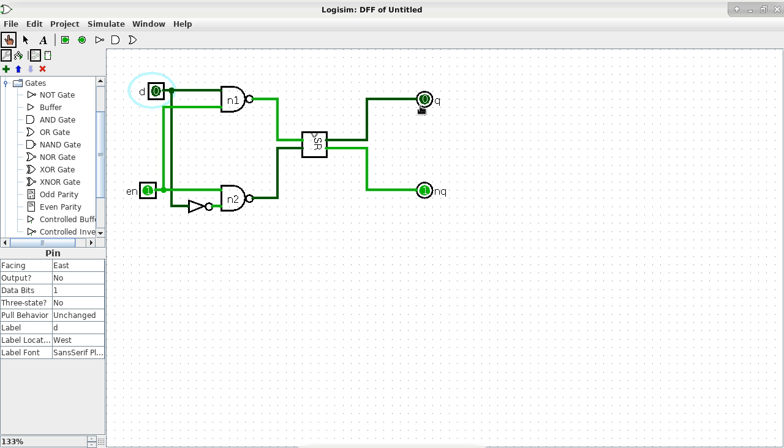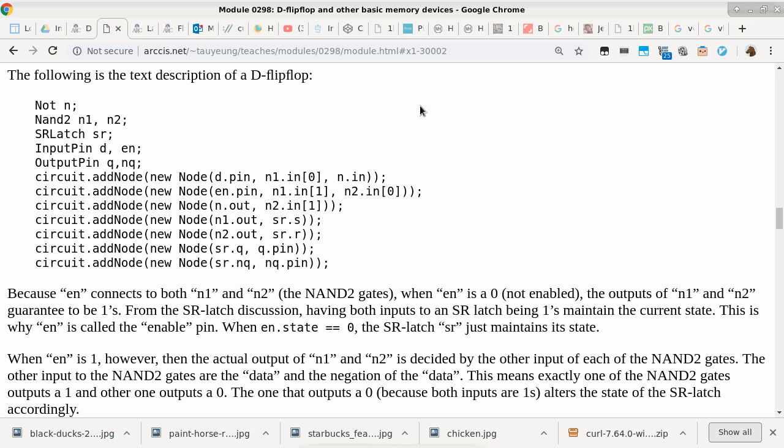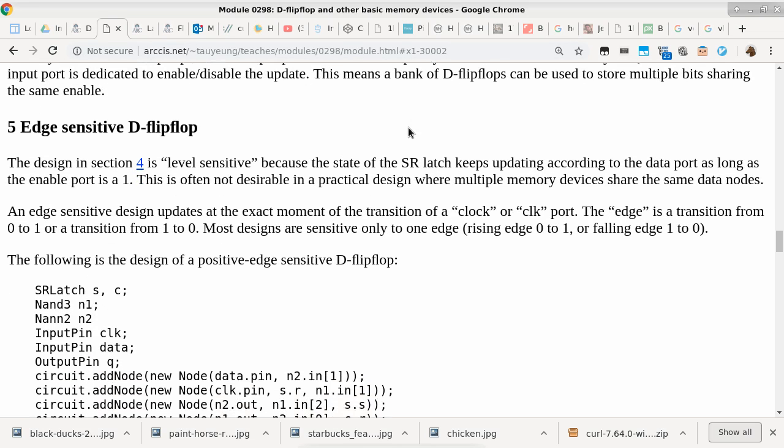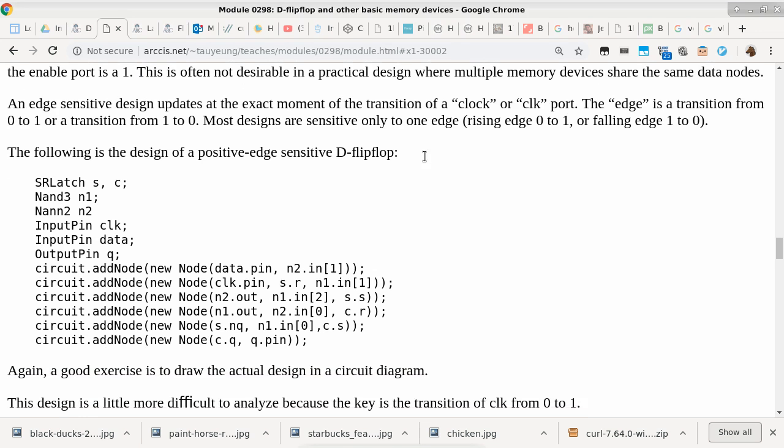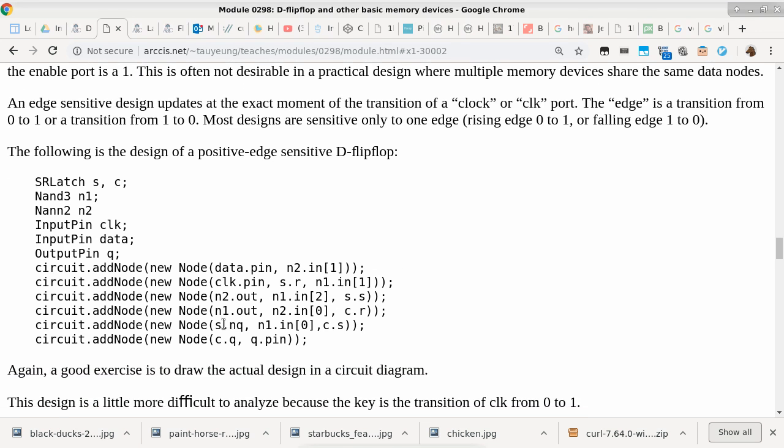Are we good so far with a D flip-flop? Okay? All right. So if the D flip-flop is okay, we'll switch to the notes here. And we talk about what we call an edge-sensitive D flip-flop. So edge-sensitive D flip-flop is a little bit more complicated. You can see that these designs actually get more and more complicated. This one is particularly interesting because it has got a 3-input NAND gate, which is the first time we use a 3-input NAND gate in anything in this class.